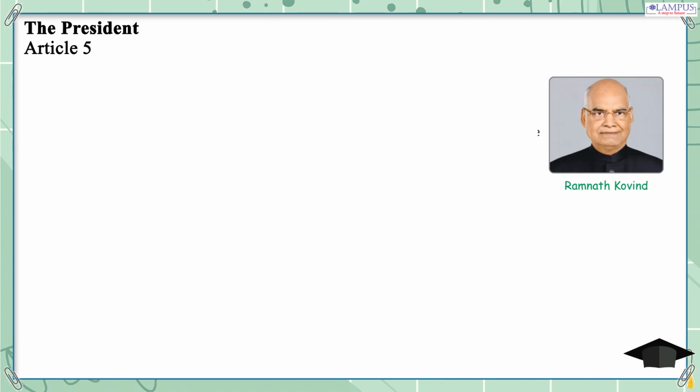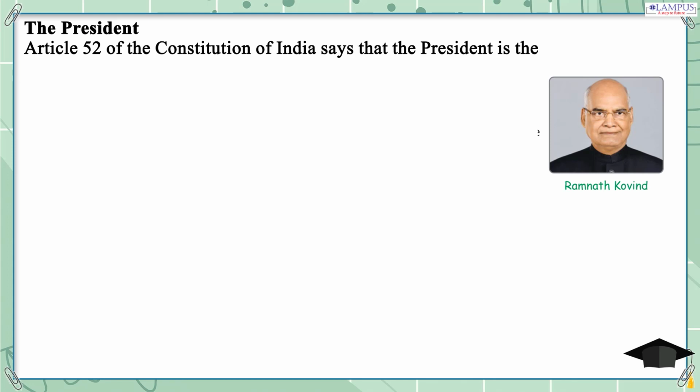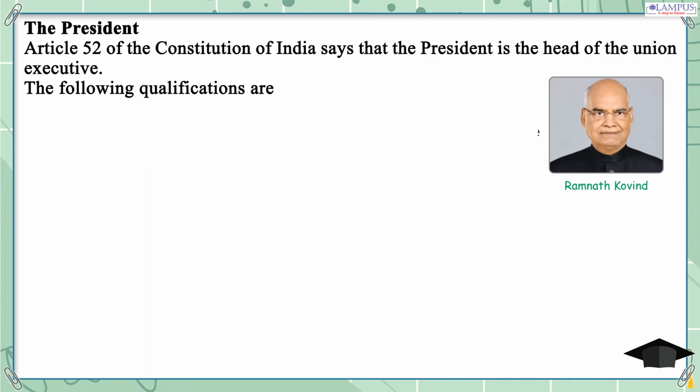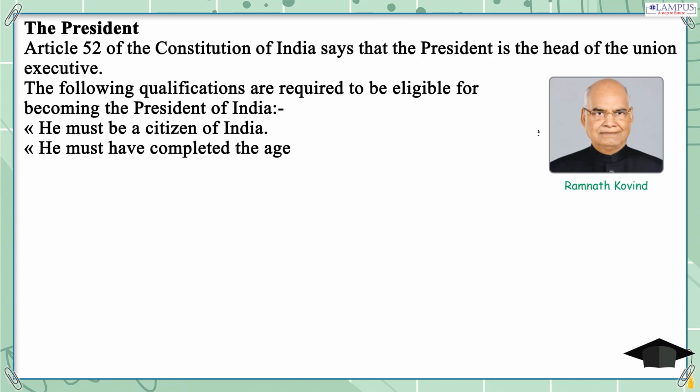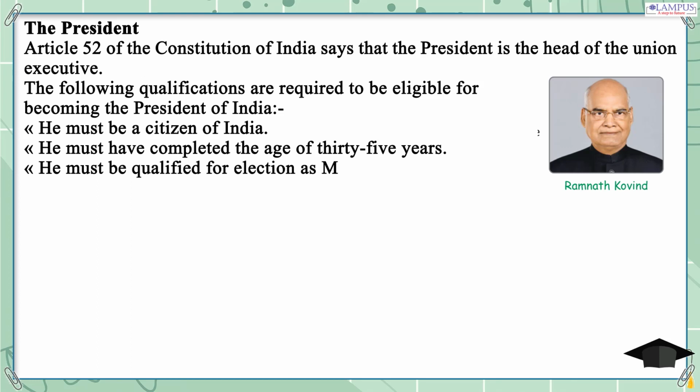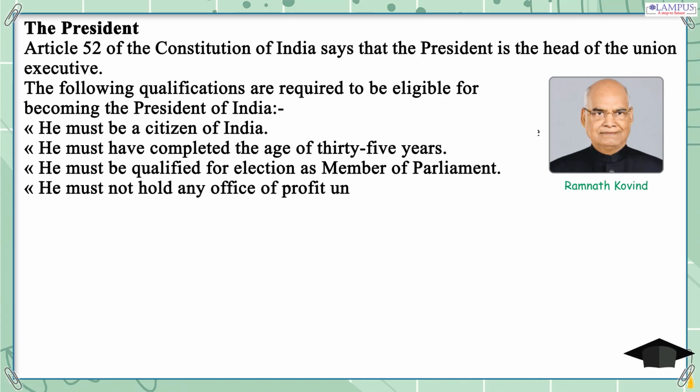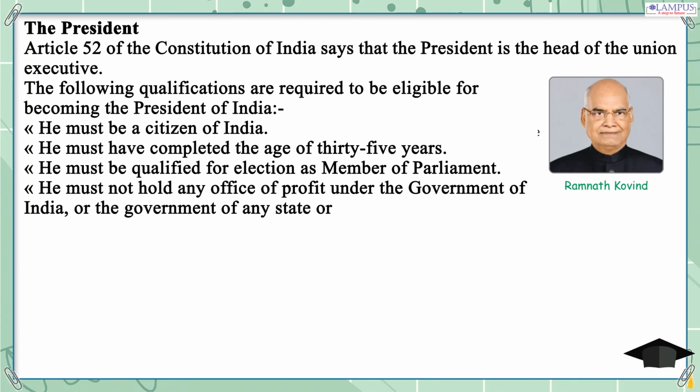The President. Article 52 of the Constitution of India says that the President is the head of the Union Executive. The following qualifications are required to be eligible for becoming the President of India. He must be a citizen of India. He must have completed the age of 35 years. He must be qualified for election as Member of Parliament. He must not hold any office of profit under the Government of India, or the government of any state or under any local or other authority.